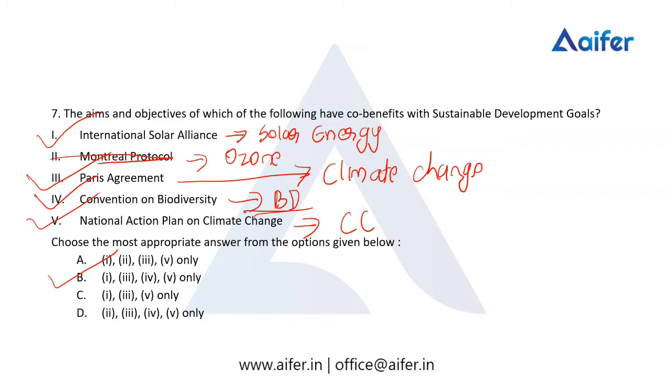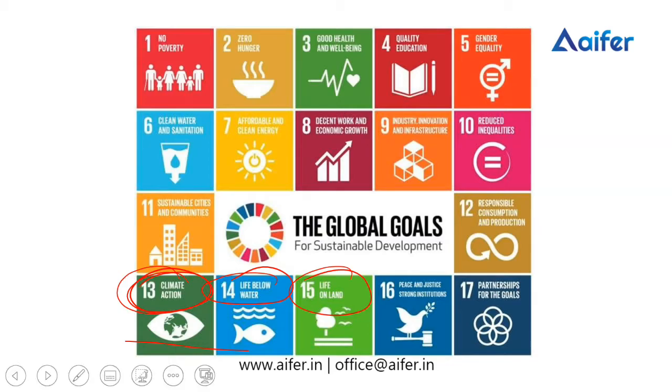They have given different international agreements, and we want to find out those international agreements which have co-benefits or which have mutualistic interest with that of sustainable development goals. Option 1, 3, 4, and 5 are correct. So moving to next question number 8.